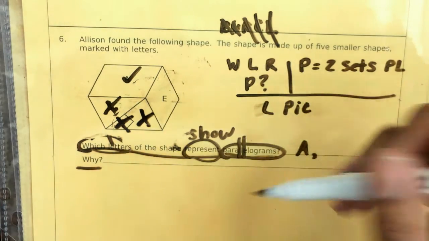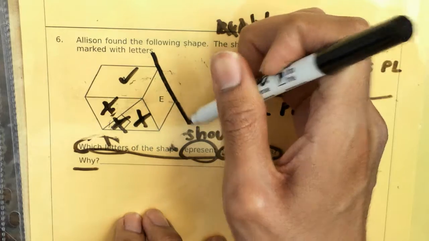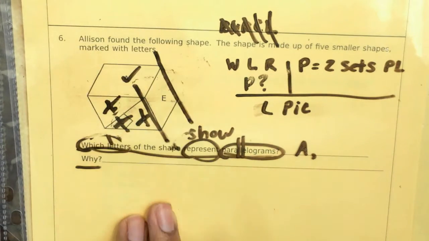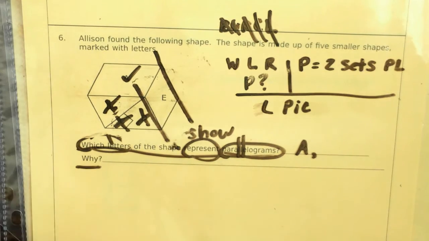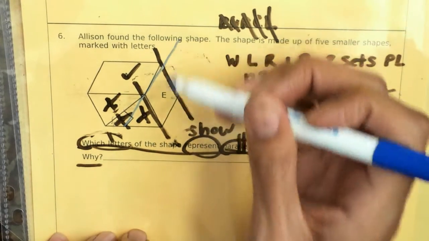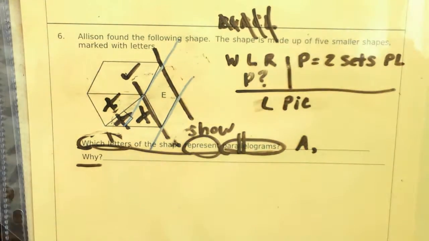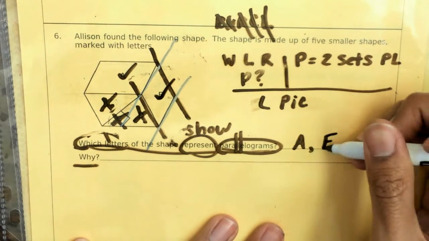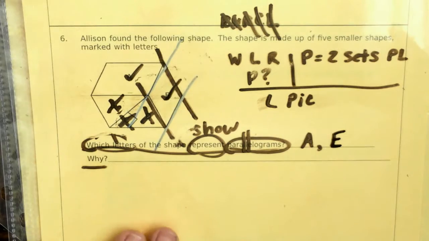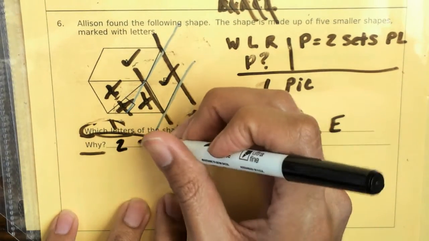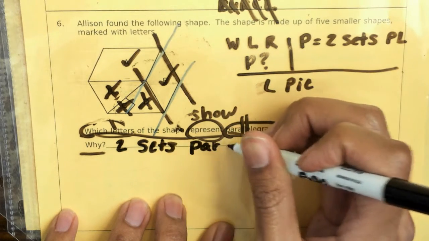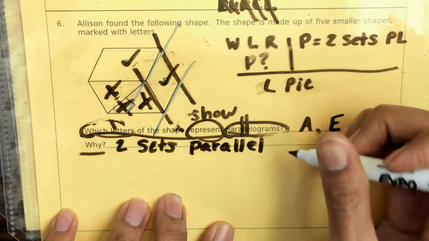What about E? Well, let's trace this one forever and ever and this one forever and ever. If we trace them forever, they would never cross, so that's 1 set. And then this is 2 sets of parallel lines. And guess what? That means E is a parallelogram, so A and E are parallelograms, and the reason why is because they both have 2 sets of parallel lines.